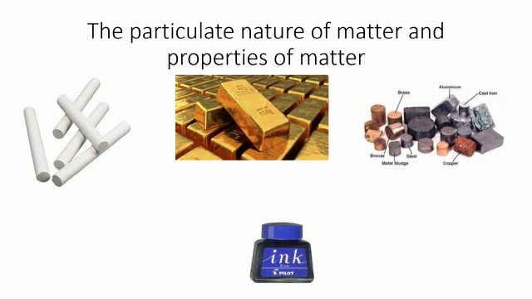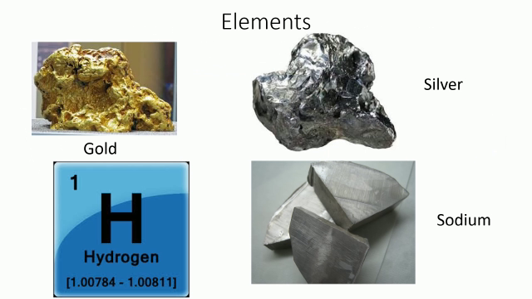Other kinds of matter are made of two or more substances and they are called mixtures. Examples of mixtures can be alloys. Alloys are substances which are made by mixing one or two metals.